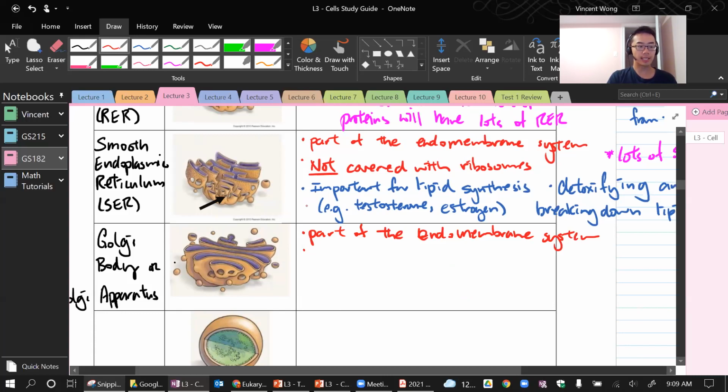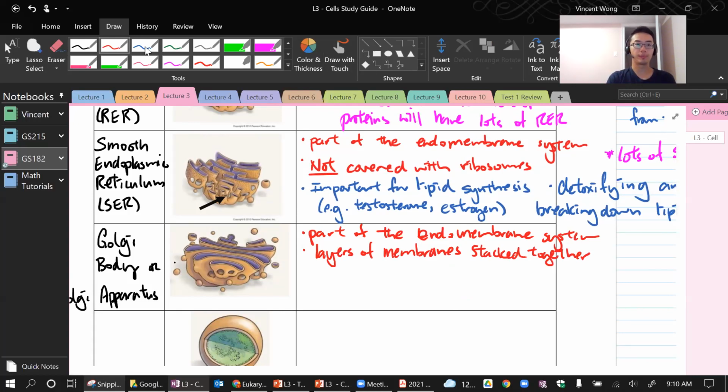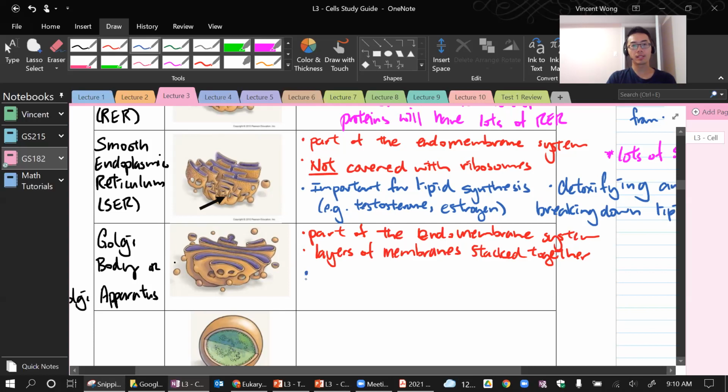So that is layers of membranes stacked together. They might not be physically touching each other, but they're very close to each other. So what does it do? Well, the best way to think of this would be like a post office.